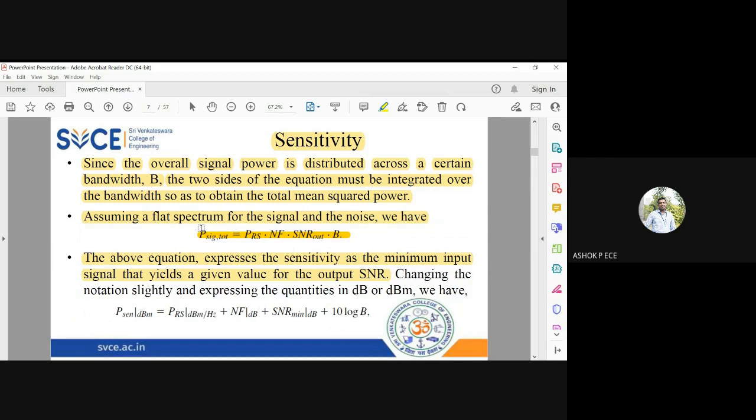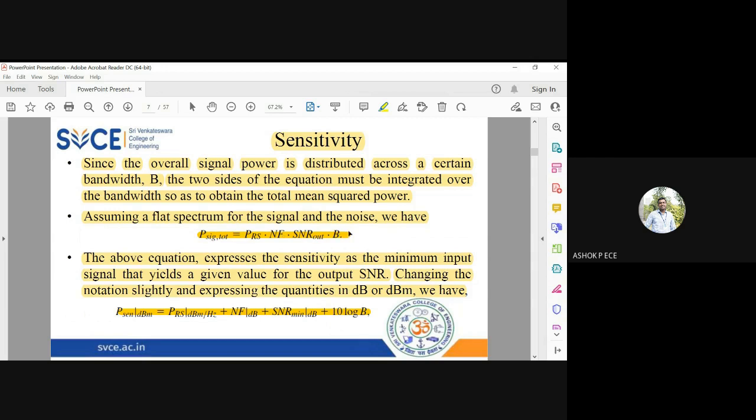So in the same equation, if you replace SNR out by SNR minimum, your P signal output will become P sensitivity. So the same formula is used for finding the total signal power as well as the sensitivity. And when you take logarithm on both sides, all product terms will become sums. And remember, all terms are in terms of power.